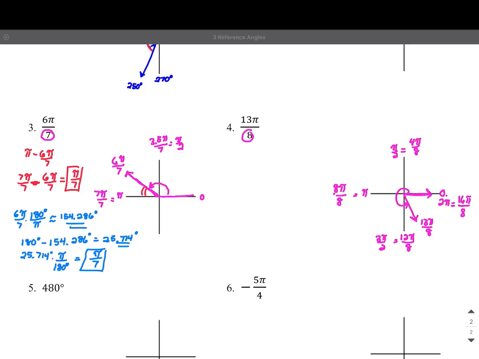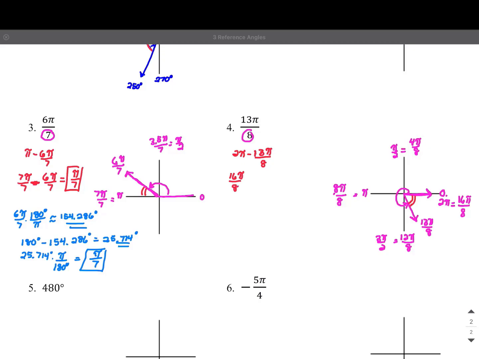Now, if we want the reference angle, it's how close to the x-axis. This time we'd be going to the positive part of the x-axis. So it's 2 pi minus 13 pi over 8. But 2 pi with a denominator of 8 is 16 pi over 8, right?